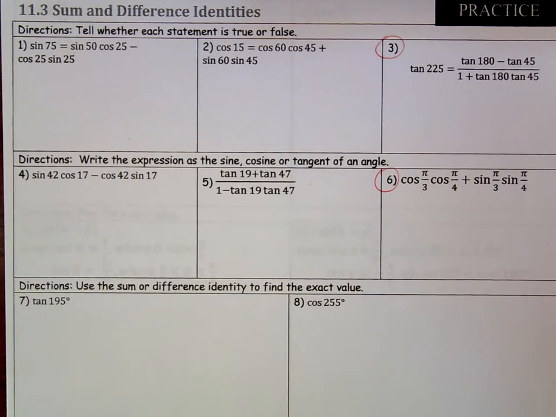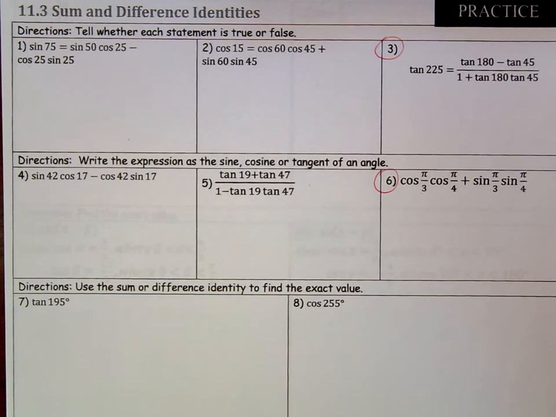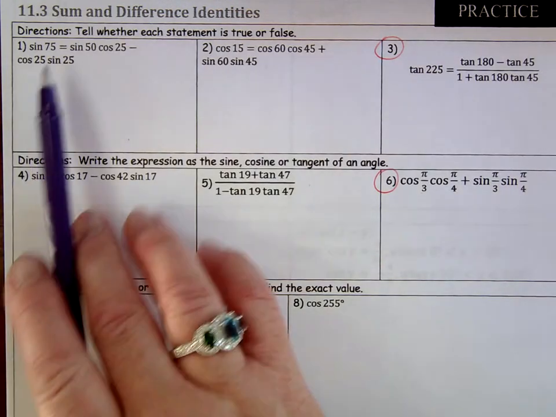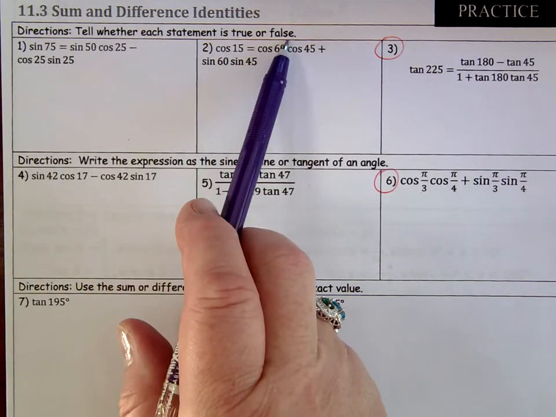We are in the middle of section 11.3 on sum and difference identities for trigonometry, and I'm going to give you today some examples of some of the practice problems from this section so that you'll be able to complete the rest of them. So the first set says, tell whether each statement is true or false.